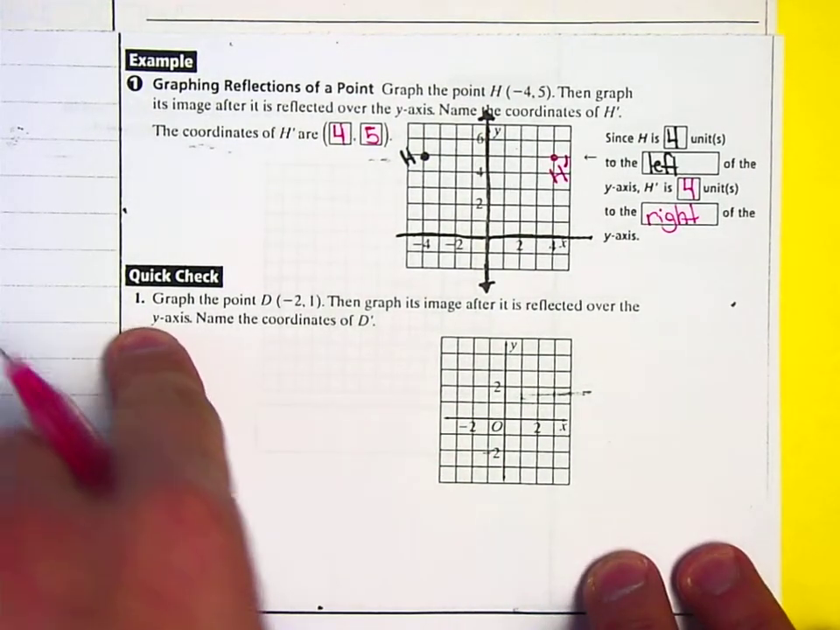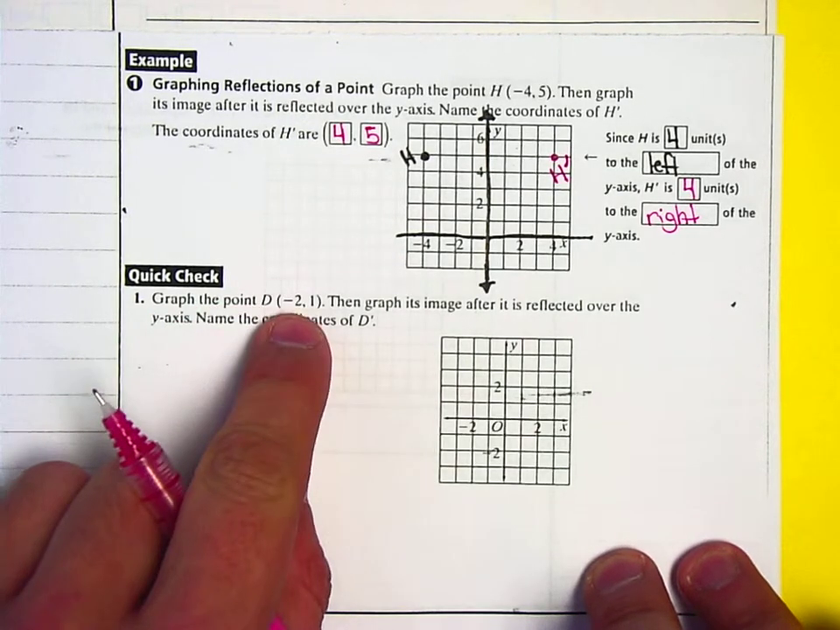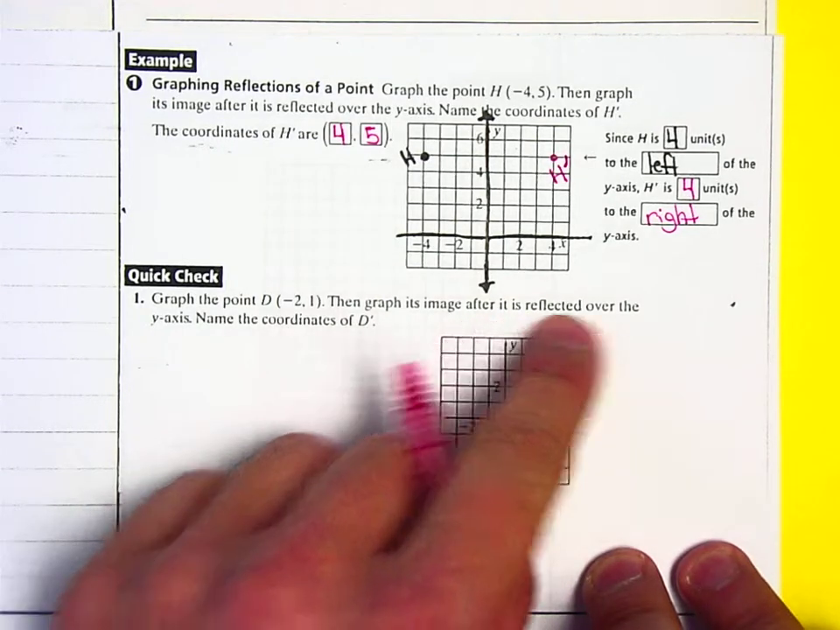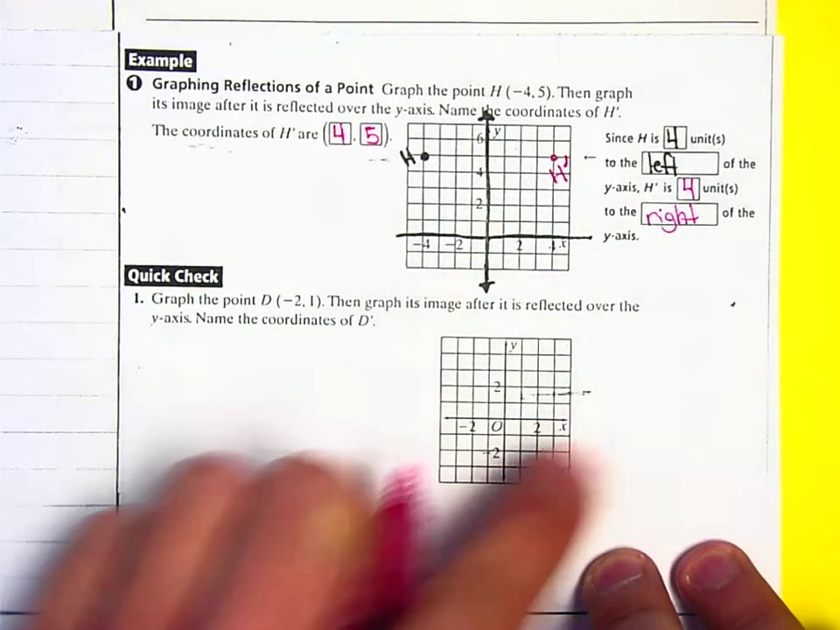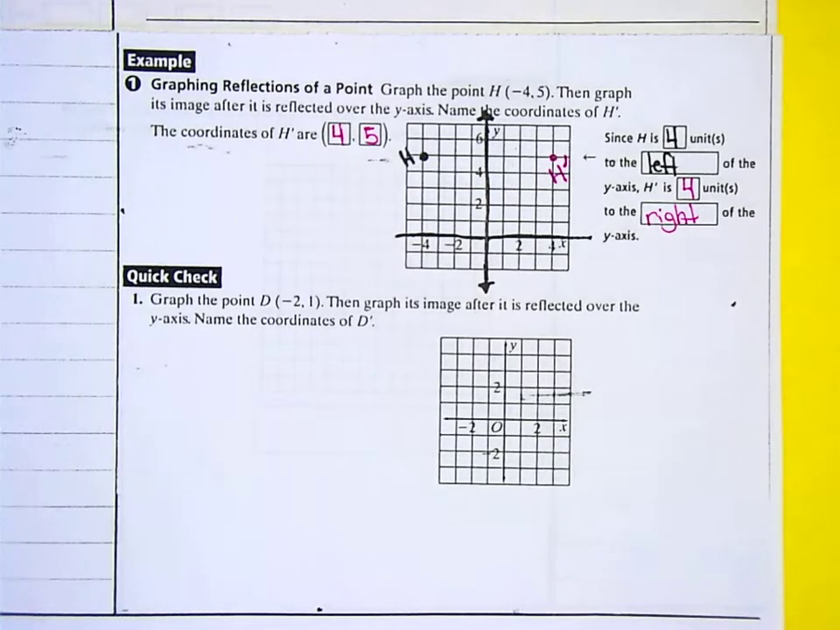Now go ahead and attempt quick check number 1. You're asked to graph the point D, -2, 1. Then you're asked to graph its image after it's reflected over the y-axis. So you're doing the same exact thing that we did above. Go ahead and try this on your own, and then move on to the next video.